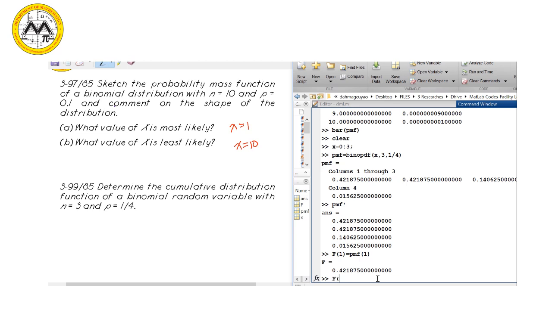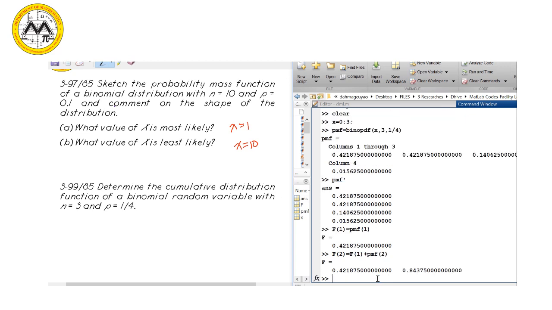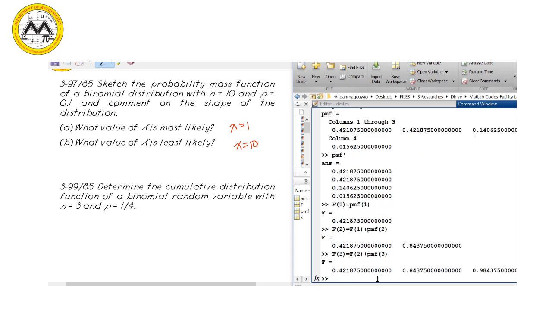The second one, F of 2, would be equal to F of 1 plus PMF for the second one. The next one, F of 3, is equal to F of 2 plus PMF of 3. And lastly, F of 4 is equal to F of 3 plus PMF of 4.